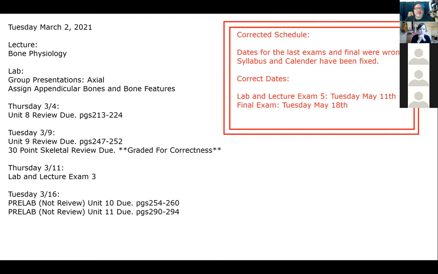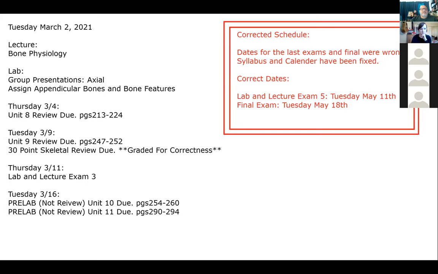And then after that, I will open up another handout that shows the appendicular bones and bone features you'll be responsible for. And we'll set up those groups again. And you'll have the opportunity, same as the last time, to prepare a presentation for that. And that will start on Thursday. And then we'll finish that on Tuesday next week.